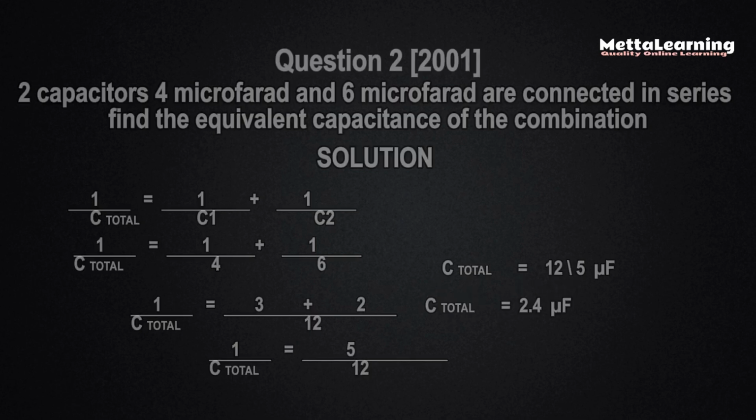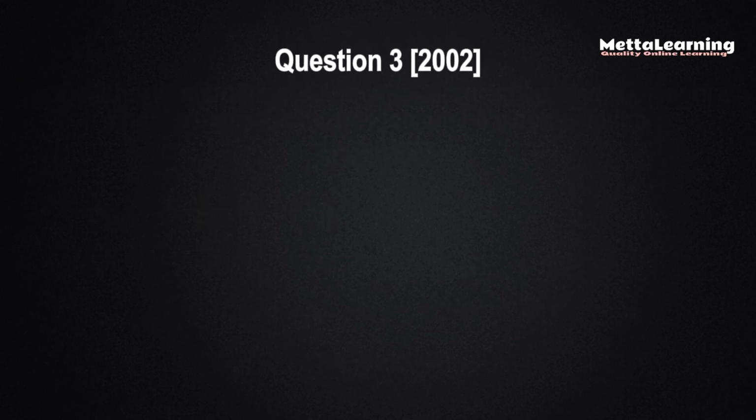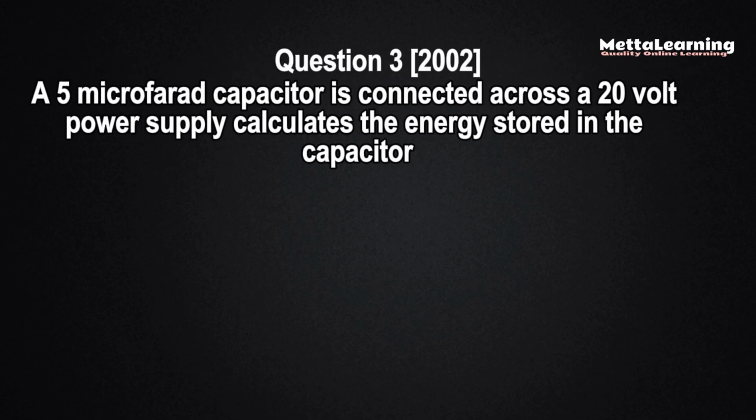The next question I have here with me is from the WAEC past question 2002. It says a 5 microfarad capacitor is connected across a 20 volts power supply. Calculate the energy stored in the capacitor. So here we're told to calculate the energy stored in the capacitor. And when it comes to the energy stored in a capacitor, the formula is half CV squared, so half capacitance times the square of the voltage.